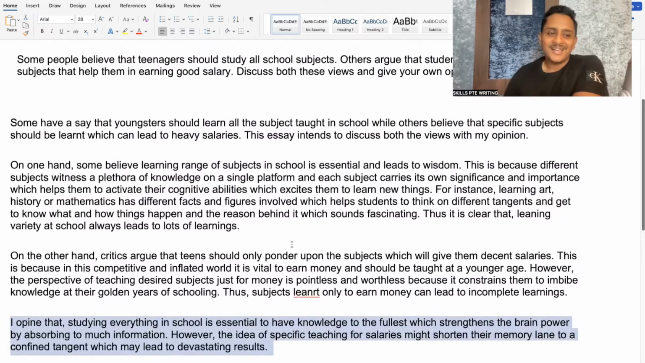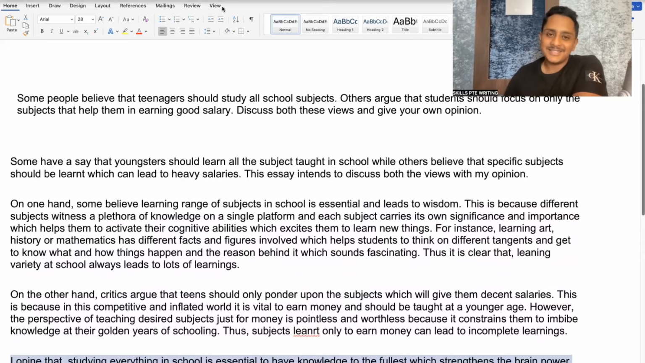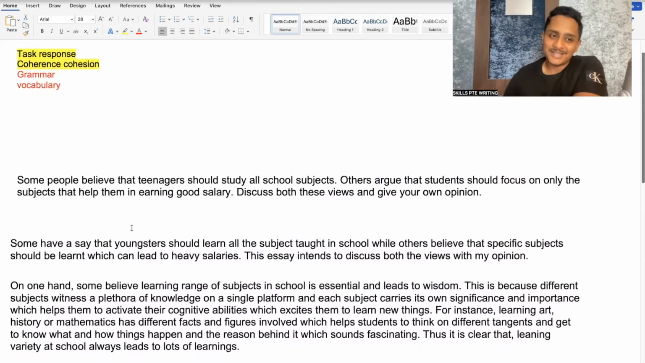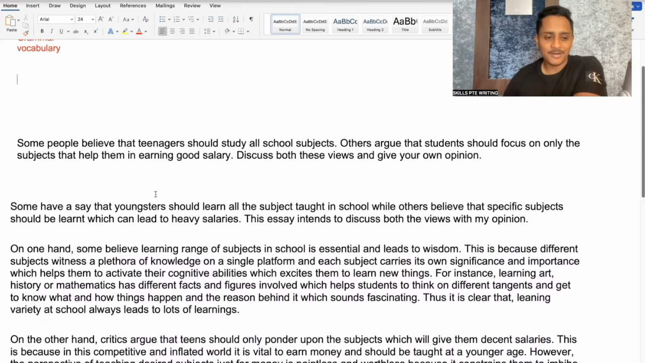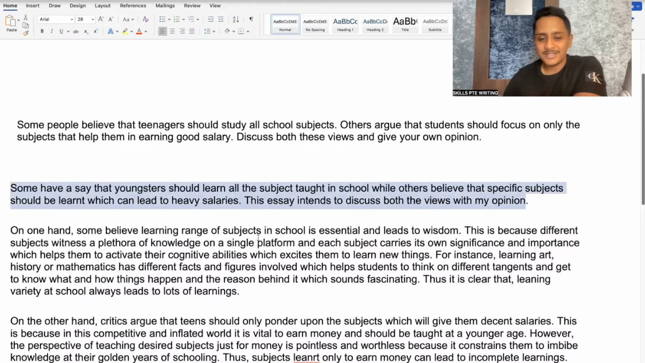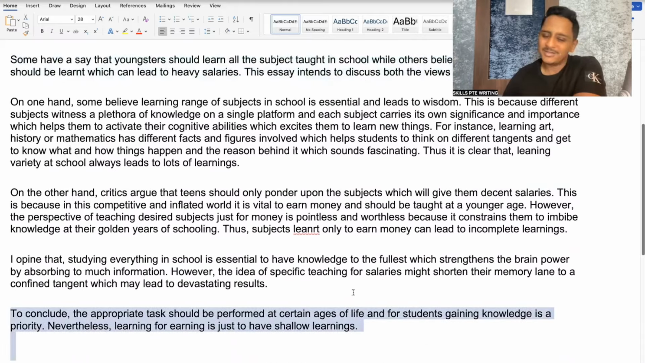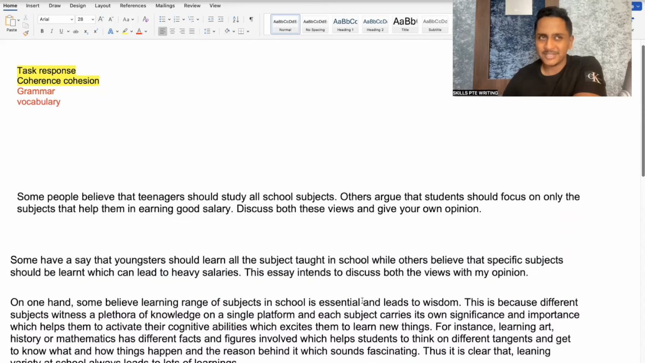All right. So let's see Akriti's essay, how many marks she gets, what mistakes she has committed with respect to task response, coherence, cohesion, grammar, and vocabulary. Usually, the first and the last paragraph is not scored. Even the examiners will not be interested to read it clearly, completely. But it's discussed both the views, so there is no viewpoint to be written. So no need to write much. Some people say, some have a say.